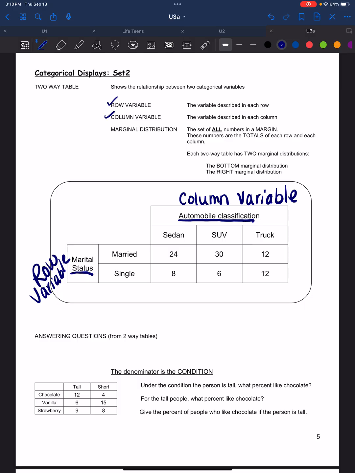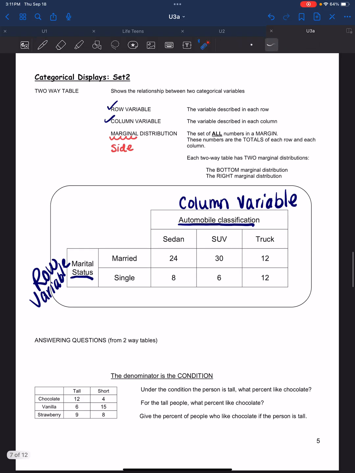Okay, the other thing we're going to talk about is a marginal distribution. Remember, a distribution is like a collection of your data as a whole. And think about the margin, which just means the side, like the margin of the road is the side of the road. What we're going to do is add up the totals for all of these things. So for instance, for the sedans, there's 24 for the married people and 8 for the single people. If you add that this way, this would be 32.